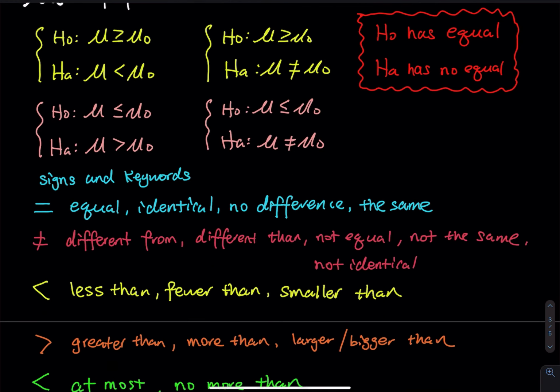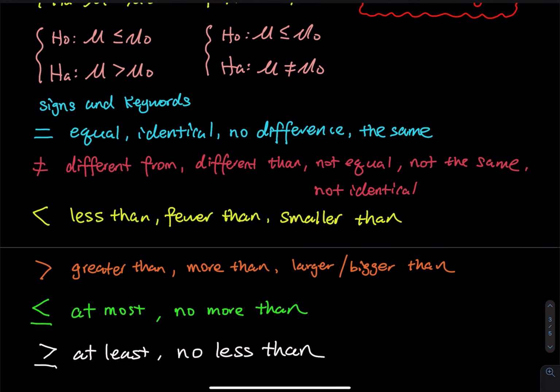So I have a dictionary for you. For the equal sign, usually they use these kind of words. So they use equal, identical, no difference, the same. For not equal, they will use words like different from, different than, not equal, not the same, not identical. For less than, they might use less than, fewer than, smaller than. For greater than, they use greater than, more than, larger than, or bigger than.